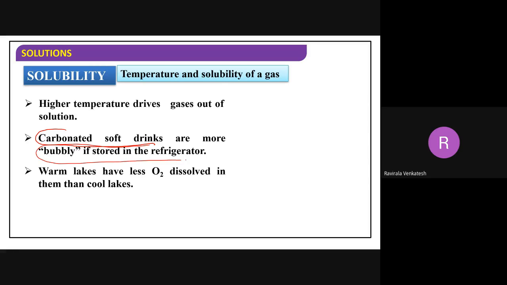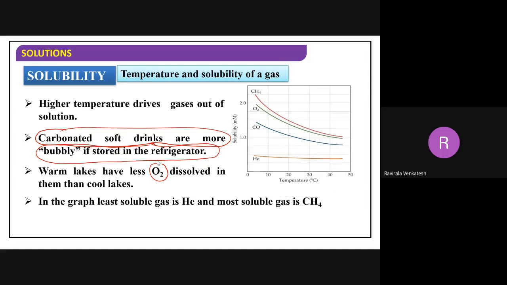When stored in the refrigerator, the gas will be more soluble in the water. Warm lakes have less oxygen, so in warm water bodies, sustaining aquatic life is very difficult compared with water bodies having lower temperature.